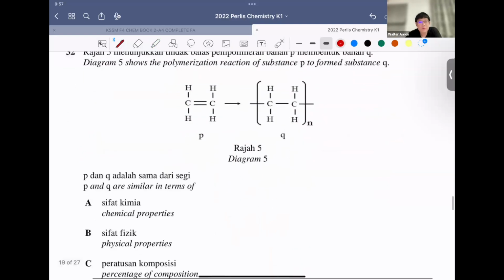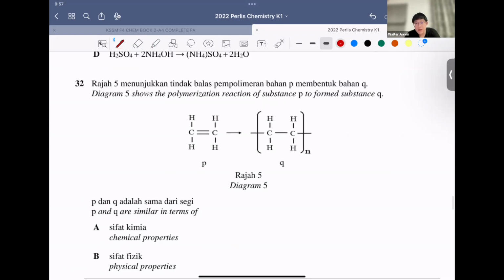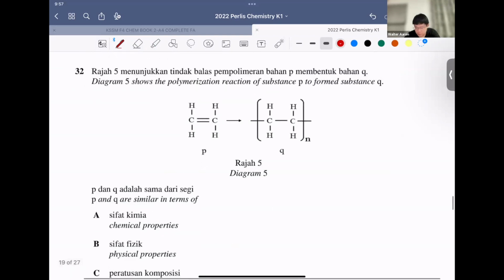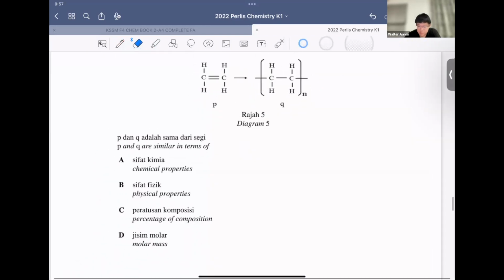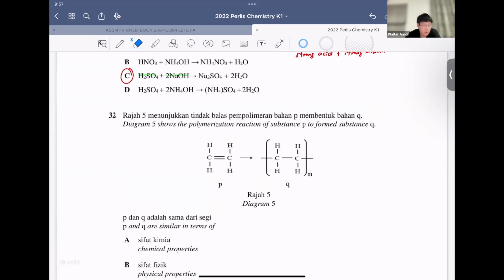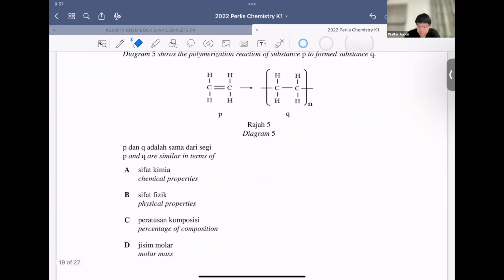32. Diagram 5 shows the polymerization reaction of substance P to form substance Q. So P and Q are similar in terms of what? Okay, so right now P is ethene and Q is polyethene. All right, one is a polymer and one is a monomer. So if you ask me what is similar in terms of these two structures between ethene and the polymer polyethene, I would say it's definitely percentage of composition.